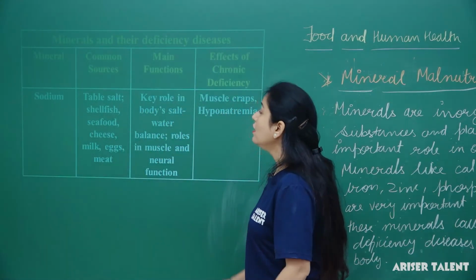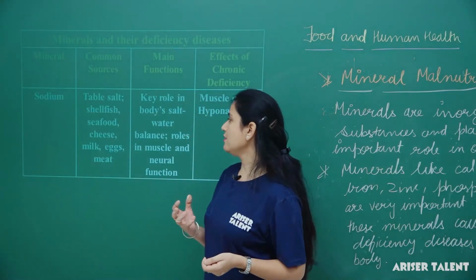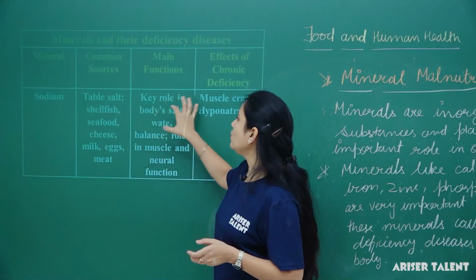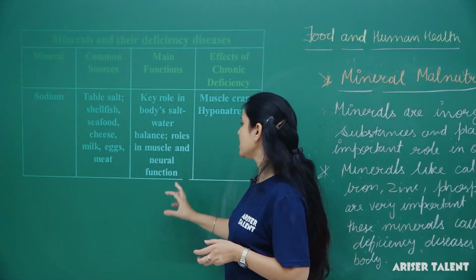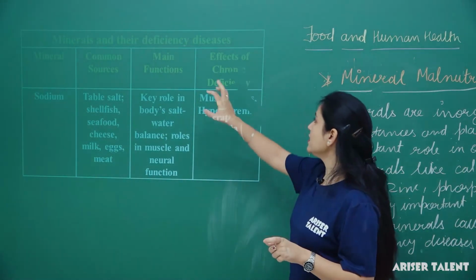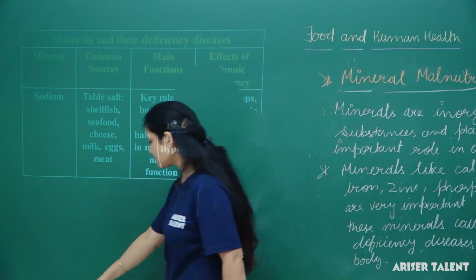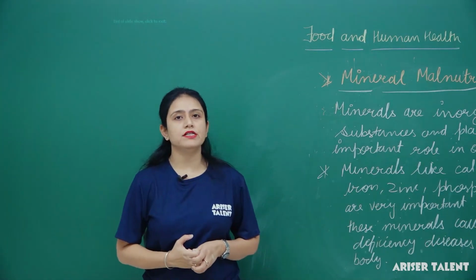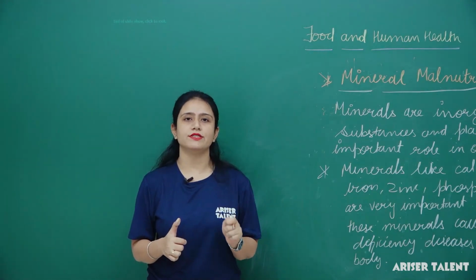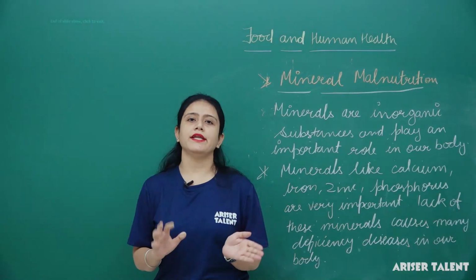Next is sodium. Common sources of sodium are table salt, shellfish, seafood, cheese, milk, eggs and meat. The main function is a key role in body salt-water balance, and roles in muscle and neural function. We need sodium in our diet because chronic deficiency causes muscle cramps and hyponatremia. These were the important minerals and we need them in our daily diet. Deficiency of these minerals will cause deficiency diseases. We must take a balanced diet besides taking fast food.